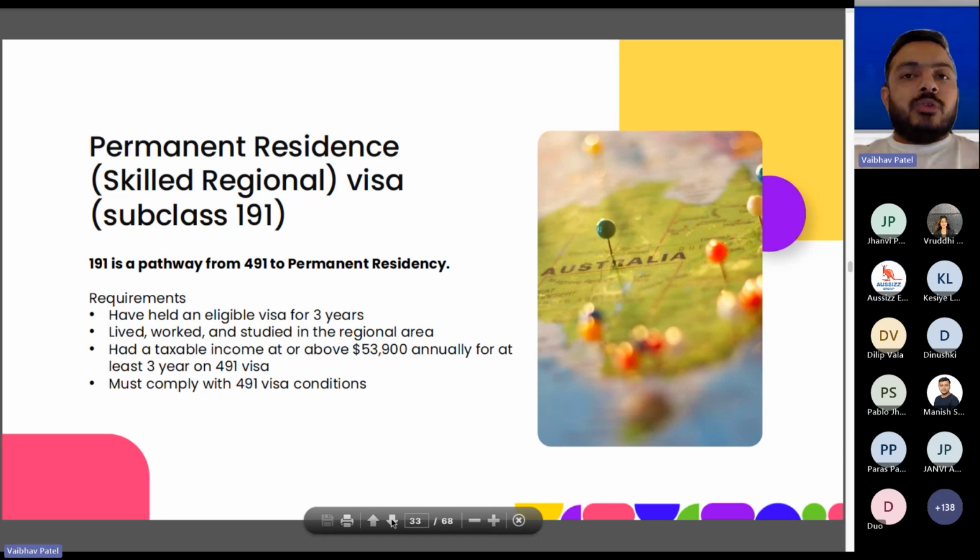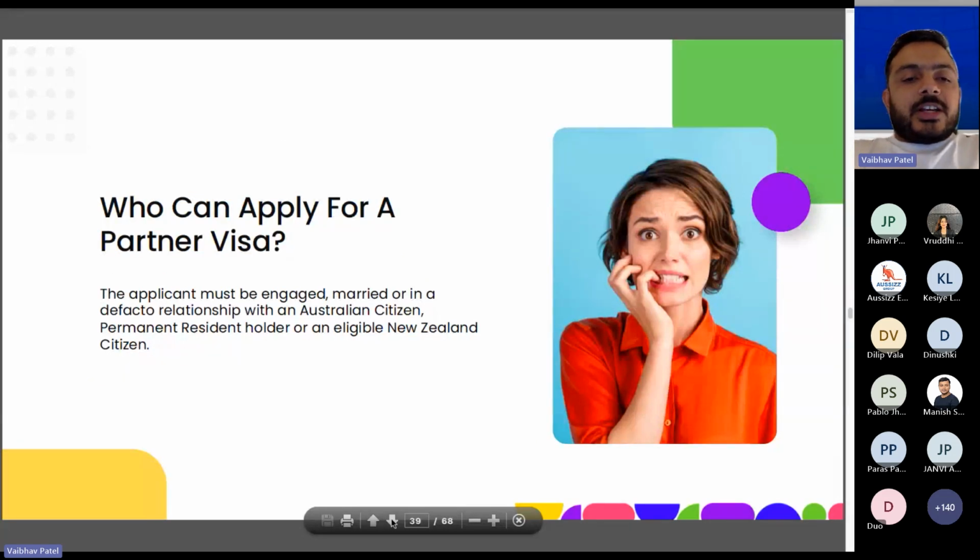But I would still recommend everyone to ensure that they earn this much just to be safe. If the requirement changes in future, you don't miss the opportunity. Now, the next visa category is the partner visa.